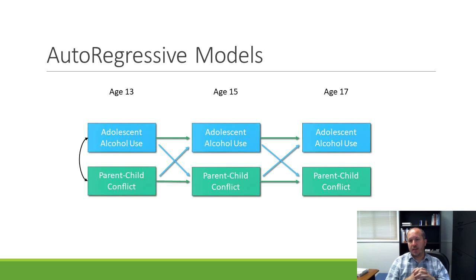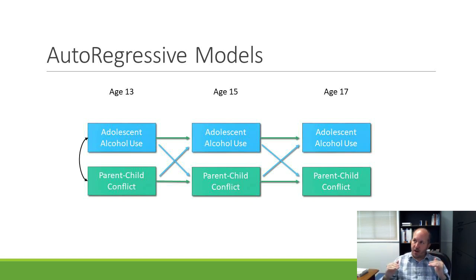The next kind is a longitudinal analysis. This is autoregressive models or cross-lag autoregressive models. In this, we are looking at the same variable across time. So in this example, if you looked at just the blue, so let's take away the green, that is a straight-up autoregressive model. So what we're doing is looking at the stability of this across time.